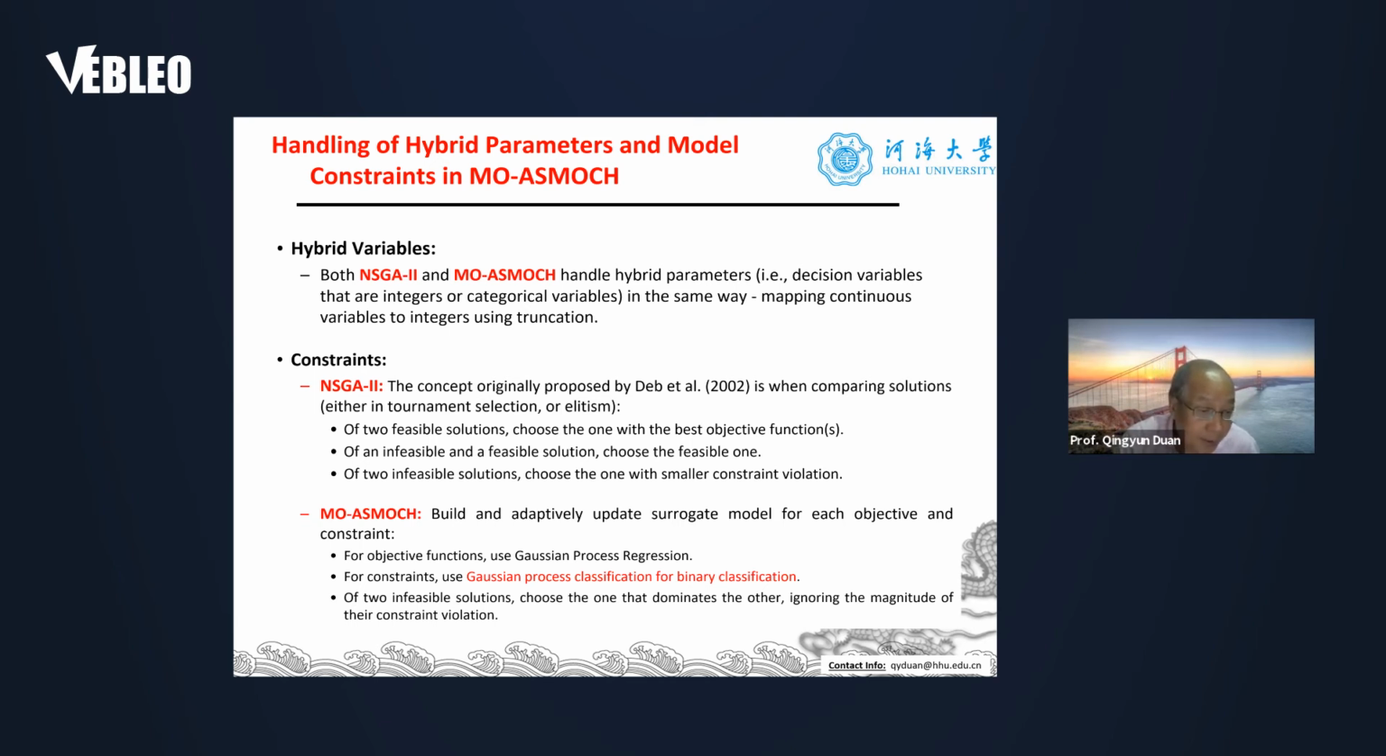But in MO-Azimuth, for the objective function we just use Gaussian process regression. For constraints, we use Gaussian process classification, a binary classification technique. So if you have two feasible solutions, it's very easy. But if you have two infeasible solutions, we choose the one which dominates the other, ignoring the magnitude of the constraint violation. So that's the difference between NSGA and MO-Azimuth.